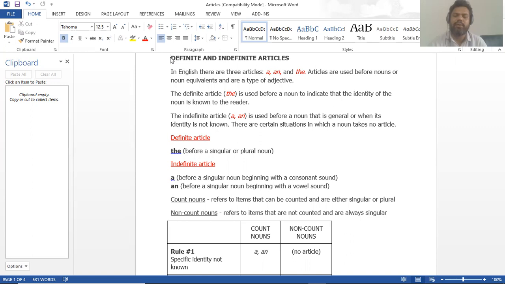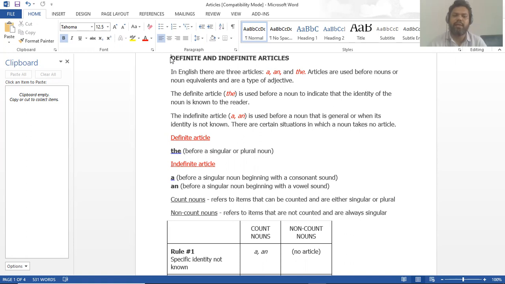Dear students, you know very well that there are 3 articles in English grammar: A, AN, and THE. There are 2 types of articles, definite and indefinite articles. So in English, there are 3 articles: A, AN, and THE. Articles are used before nouns or noun equivalents or a type of adjective. The articles are 2 kinds, definite and indefinite articles.